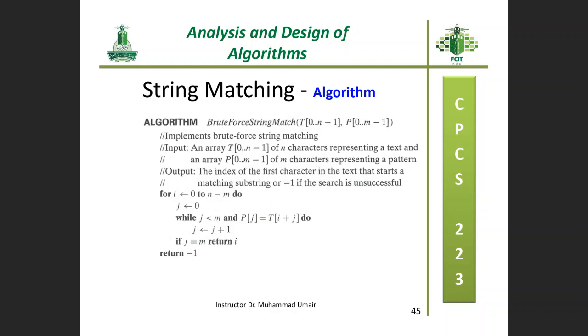How many times will this outer loop iterate? How many times will the outer loop iterate? N times? Check it again. N minus m. Are you sure? What was the formula to calculate how many iterations this for loop will perform? What was the formula?